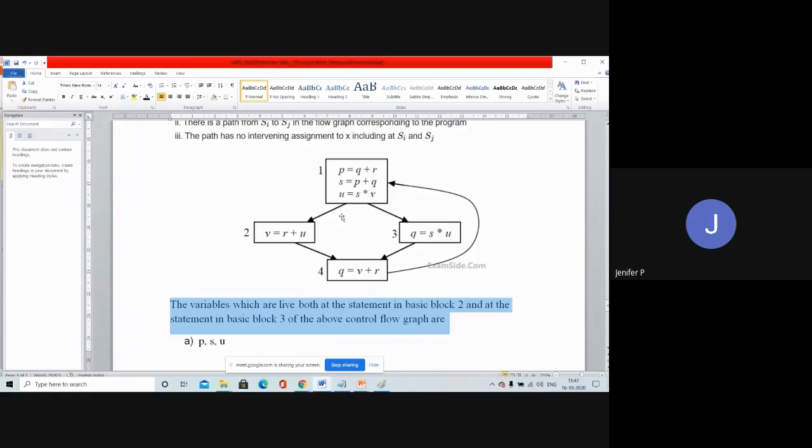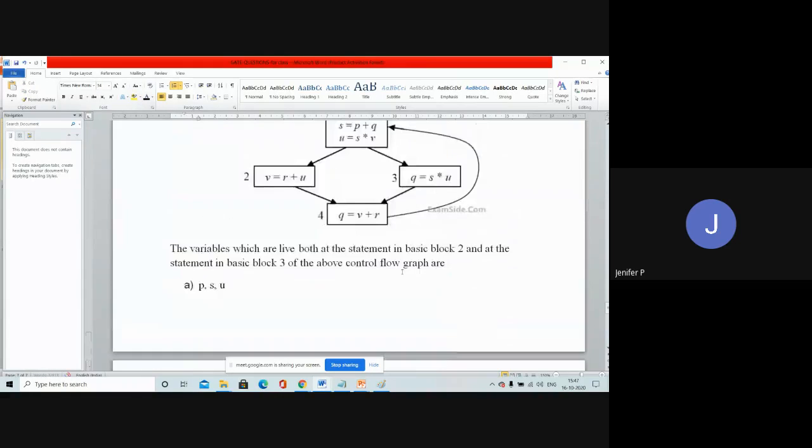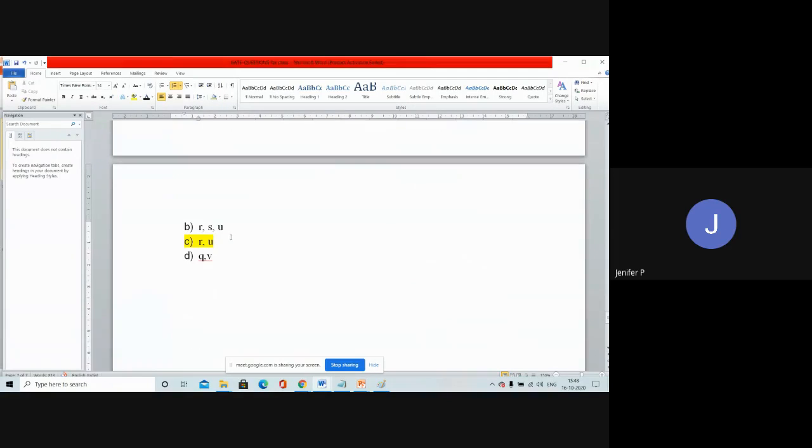Okay, so at block 2 and 3, your answer is r and u. So r and u will be live at block 2 and 3. Okay, I repeat. We check p, s, u, q, r, everything. Mainly, looking directly, we can say q is not live, and p is not live, because p has been defined and used, and s has been defined and used within the same block. That means it has been redefined again and again. In that case we can go for only u and r. So your answer is r and u.